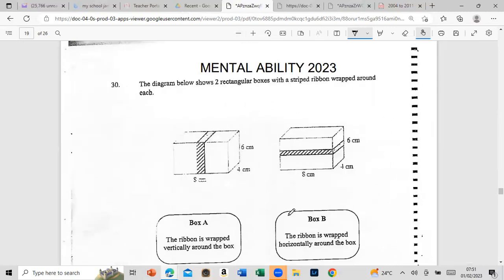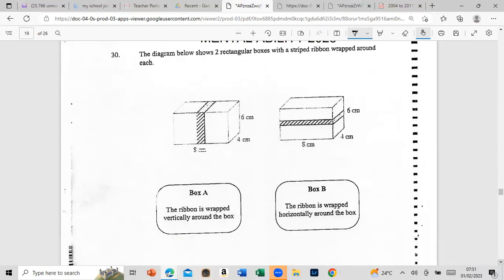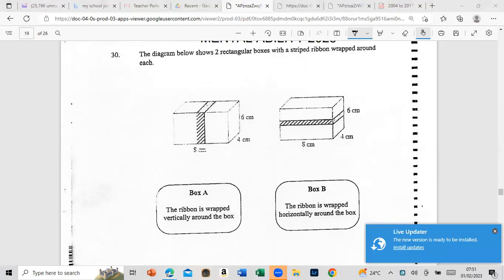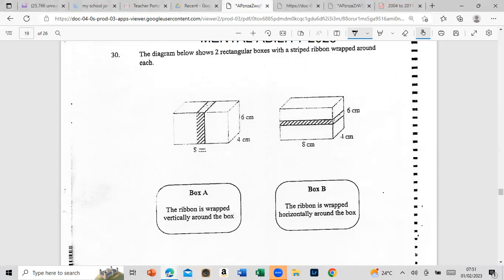Right, this one says no. The diagram below shows two rectangular boxes with striped ribbon wrapped around it. Box A, the ribbon is wrapped vertically around the box, which you can see like that, right? And for this one, it says the ribbon is wrapped horizontally around the box. Same dimension, but they're wrapped differently. Let's see what they want. These questions can be tricky.